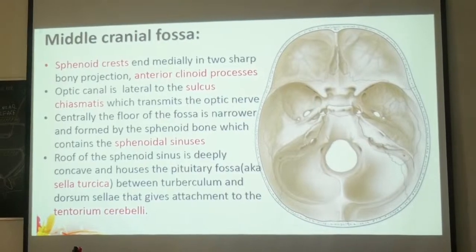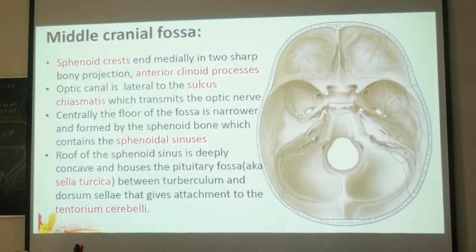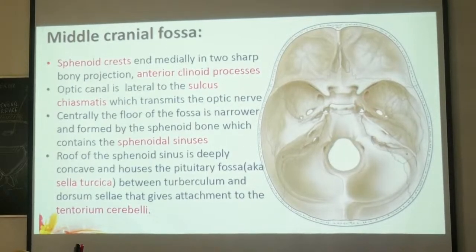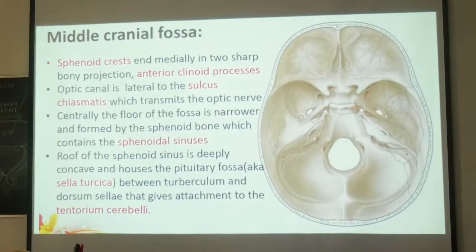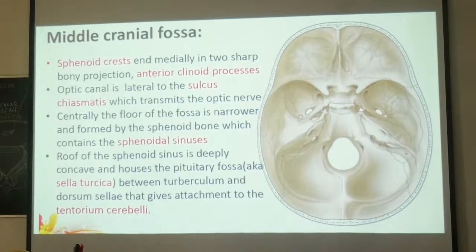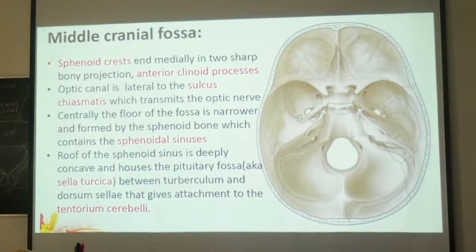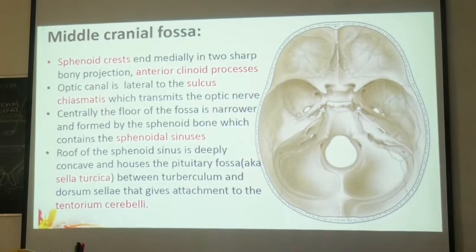Okay, and between the tuberculum sellae and dorsum sellae lies this hypophyseal fossa or pituitary fossa, or sella turcica. That gives attachment to the tentorium cerebelli, and these projections, this anterior clinoid process, tuberculum sellae, dorsum sellae, all these are giving attachment to the tentorium cerebelli. This is an extension of the dura mater, tentorium cerebelli.